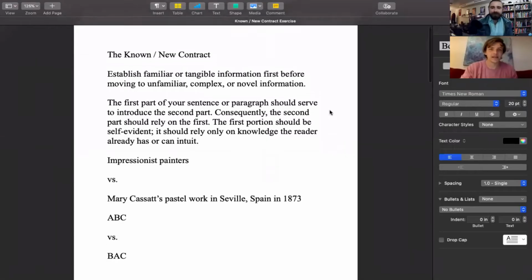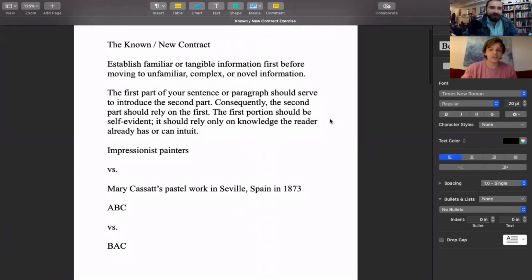So let me bring up some content here. Just to introduce the Known-New Contract as an idea, it's pretty simple. It's just this notion that in your essay, whether at the sentence level or the paragraph level, you're establishing familiar or tangible information first before moving to unfamiliar, complex, or novel information. So you want to begin with something that the reader can grasp onto.